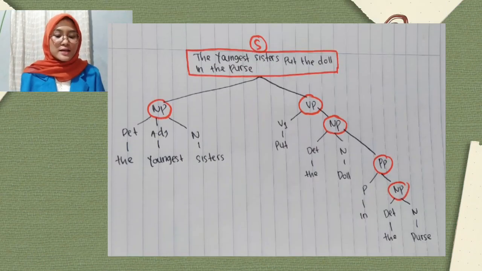Okay, next: the youngest sister put the doll in the purse. There is the sentence, and below it a noun phrase. The is a determiner, youngest is an adjective, and sister is a noun. For the verb phrase, put is a verb 1, and the noun phrase: the is a determiner, doll is a noun. And for the prepositional phrase, the preposition is in, and in the noun phrase the determiner is the, and purse is a noun.